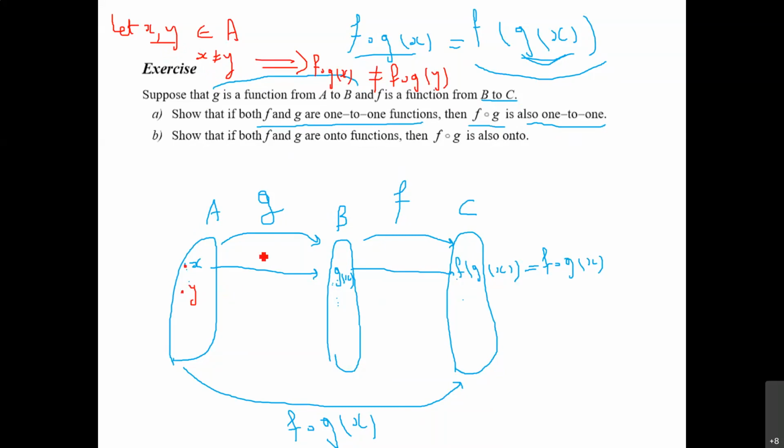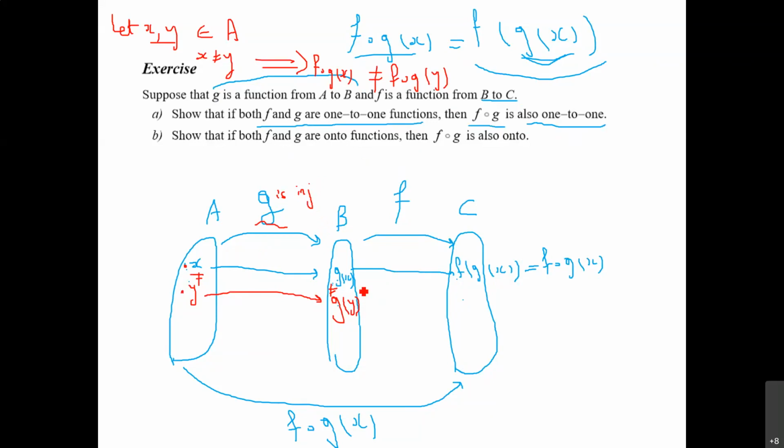Well, step one, we know that g is one-to-one. So g of x is different from g of y. These are two different elements, simply because g is injective. G is one-to-one. X and y are different, so their images using g are different.